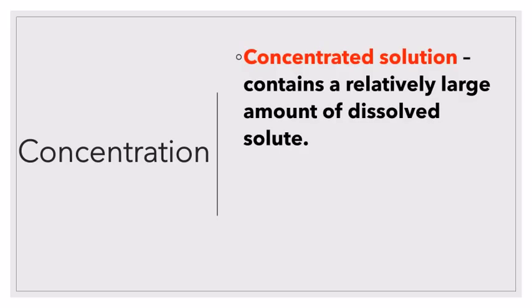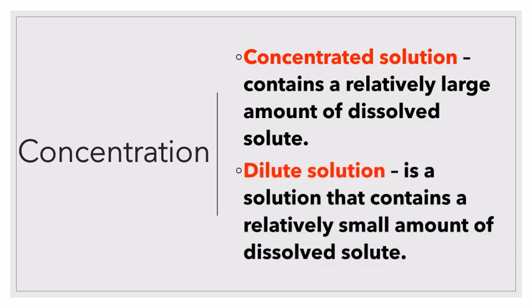So now, let's move on to the types of concentration. So we have the concentrated solution and we also have the dilute solution. So what's the difference between the two? For the concentrated solution, it contains a relatively large amount of dissolved solute. However, a dilute solution is a solution that contains a relatively small amount of dissolved solute. So what's the meaning of that?